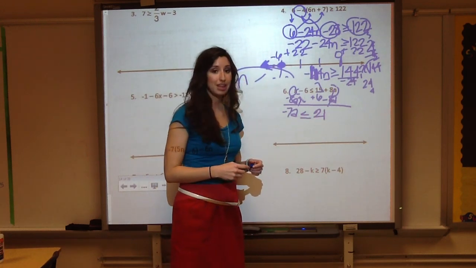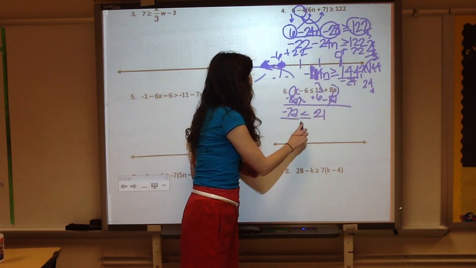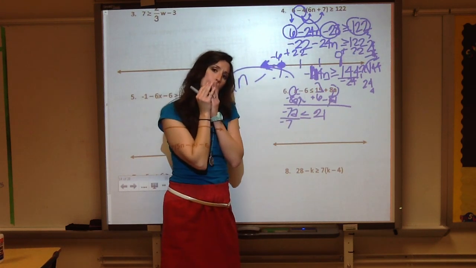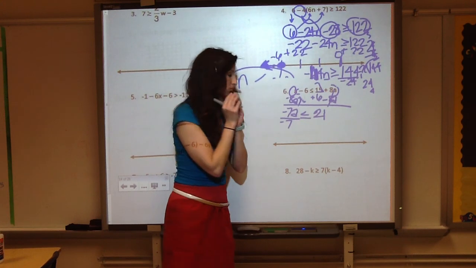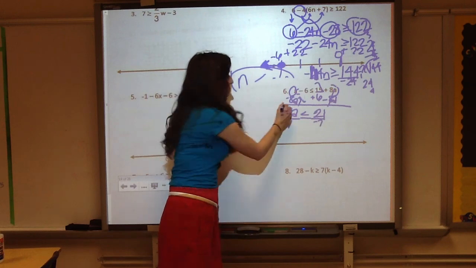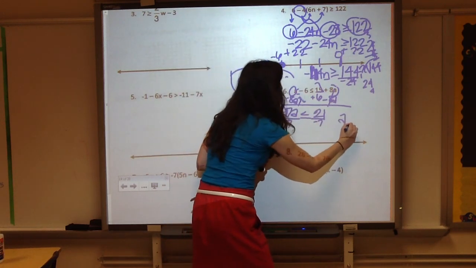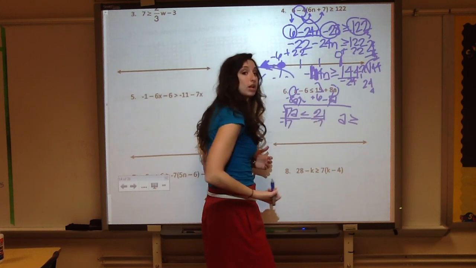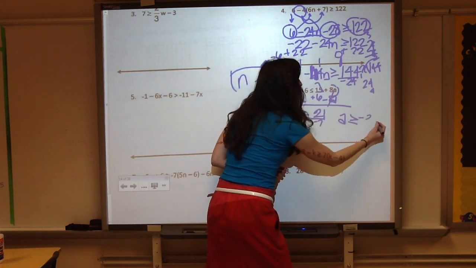Okay? In order to get a by itself, it says negative 7 times a. What do I have to do to get rid of that negative 7? The opposite of times, divide. Divide by negative 7. Ooh. Am I dividing by a negative number? Ooh. What am I going to do with my sign? Flip it. We have a is now greater than or equal to 21 divided by negative 7, negative 3.